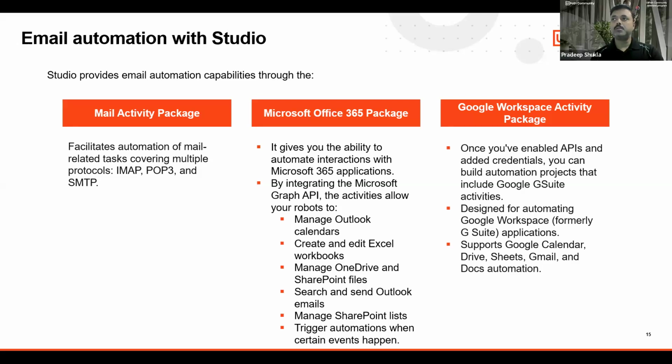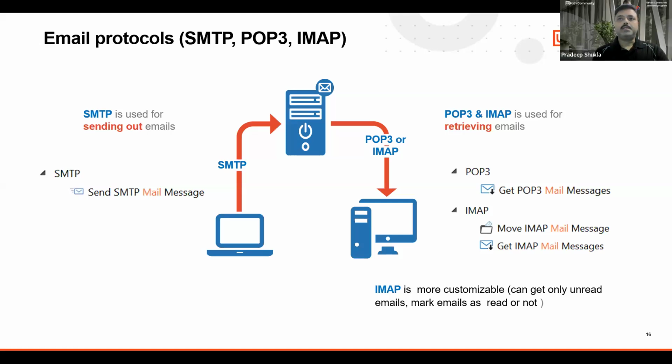UiPath does support Google Workspace activity packages as well, so you can use them. You can use G Suite integration and build your automation through that if you're using Google Workspace for email for your organization. Yeah, so this is just a brief in terms of what these protocols are and how they work.